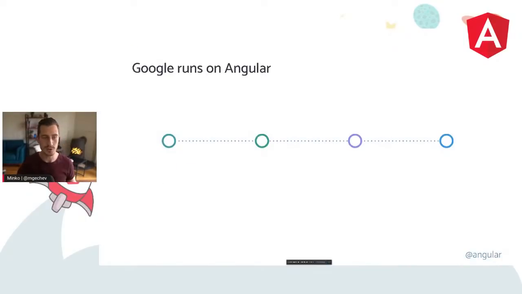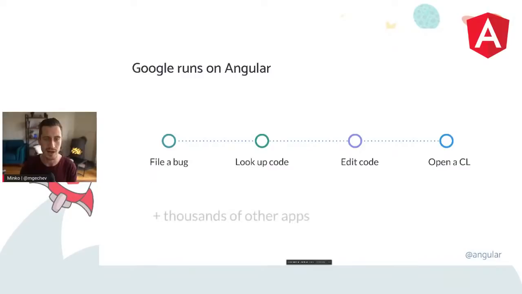If you're a Google employee, in order to start cooperating with your colleagues, you first have to open an issue in a platform that is developed in Angular. This is our Buganizer. If you want to look up source code in our monorepo, which has a couple of billions of lines of code, you'll have to use another front end that is developed with Angular. If you are going to make a change in this monorepo, you're going to use a text editor or an IDE that is developed with Angular as well. And to go through a code review process, you're going to use an Angular application. And these are just 4 examples of the thousands of other applications that are developed with Angular within Google.